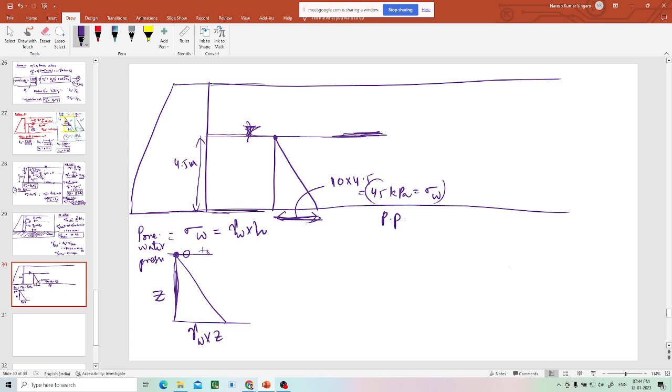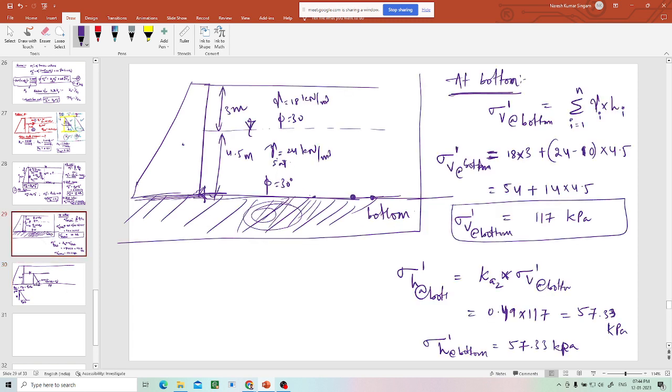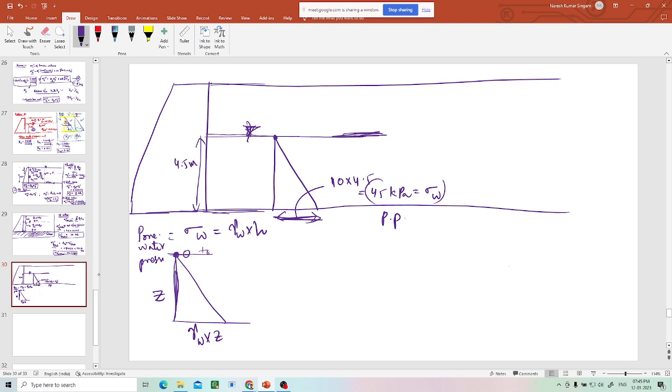Now somebody can ask me, anyway we found out submerged, that means effective, we found out from the effective the sigma H value. You cannot find sigma H from the total pressure. You have to use only effective vertical stresses, then multiply by Ka so that you will get the sigma H value. So finally we found the effective horizontal earth pressure. But why am I calculating this again?